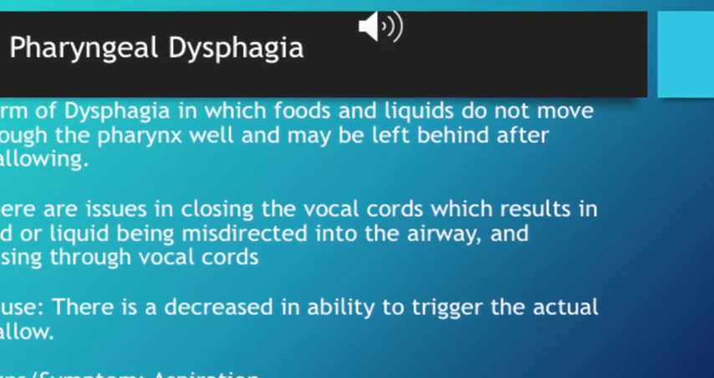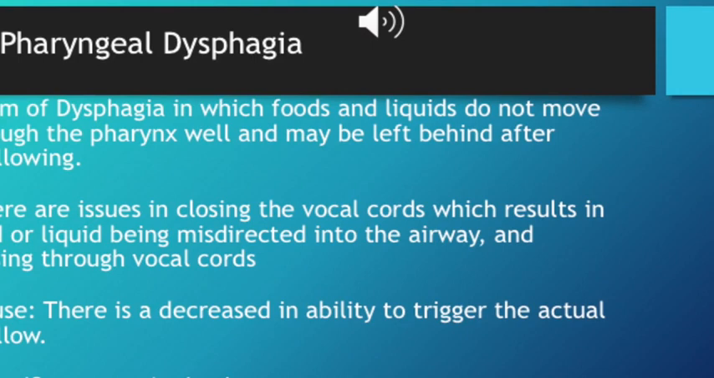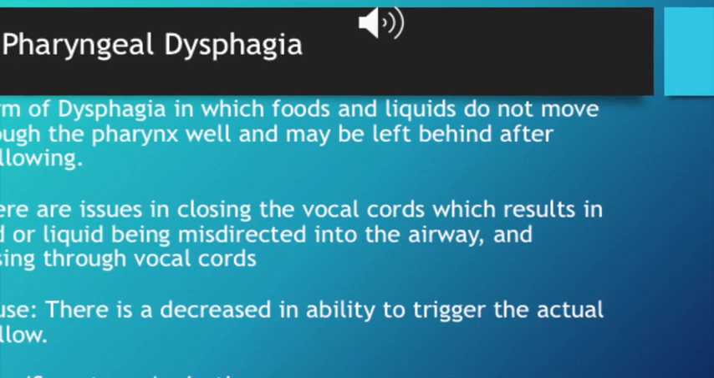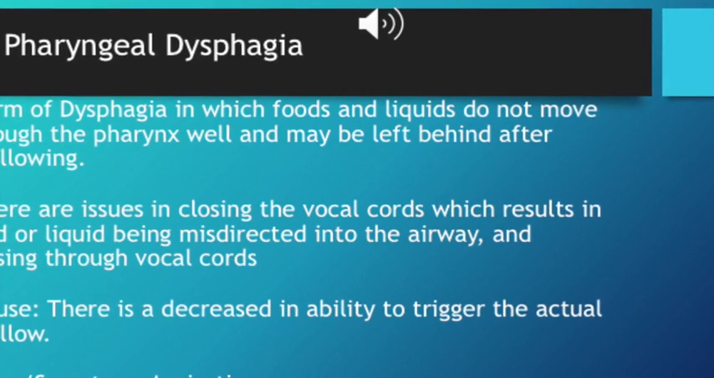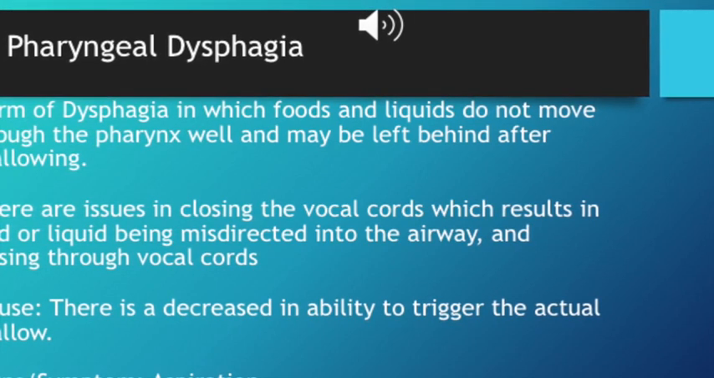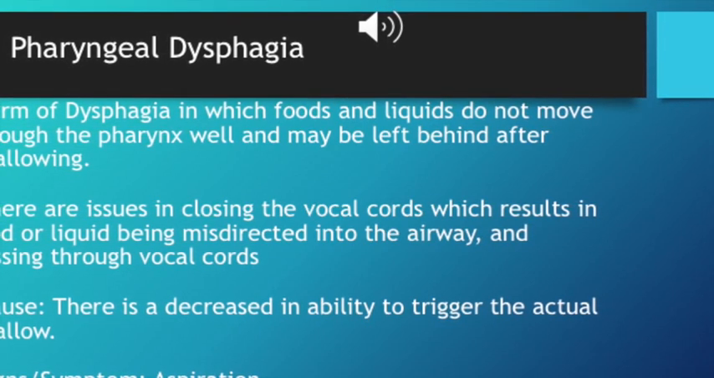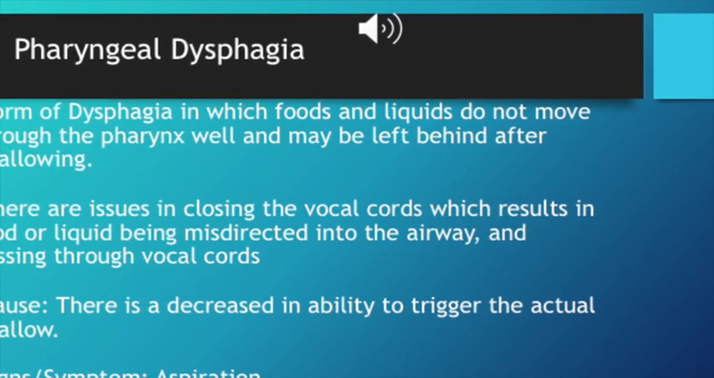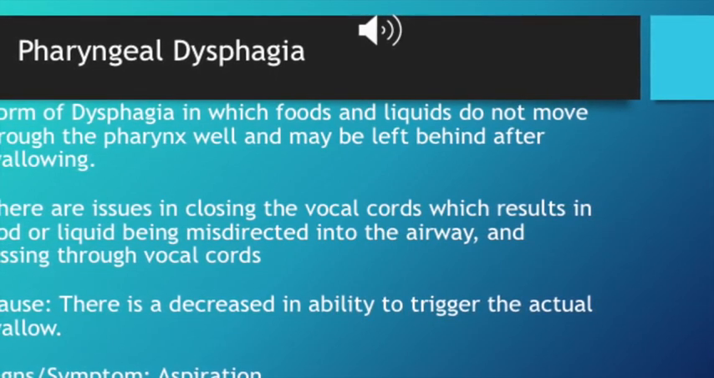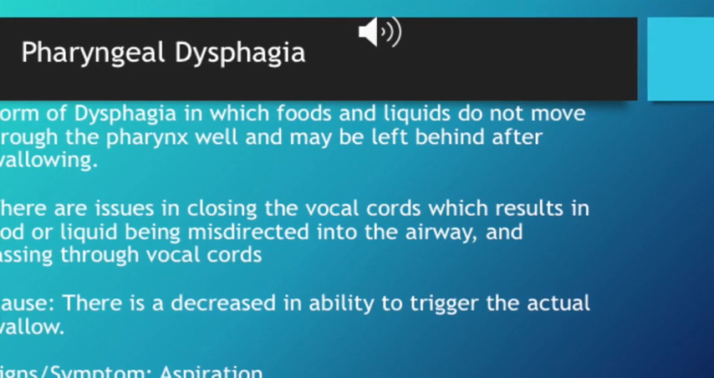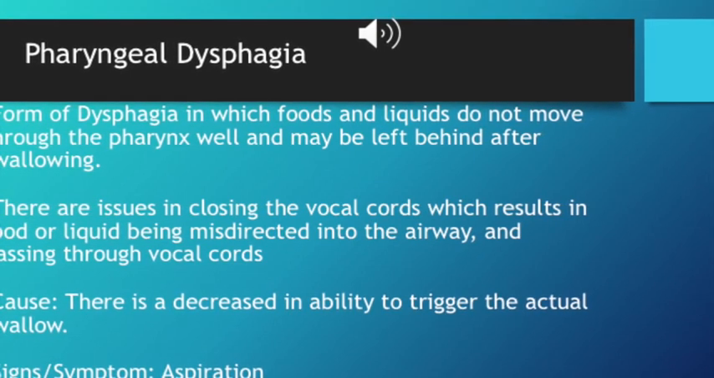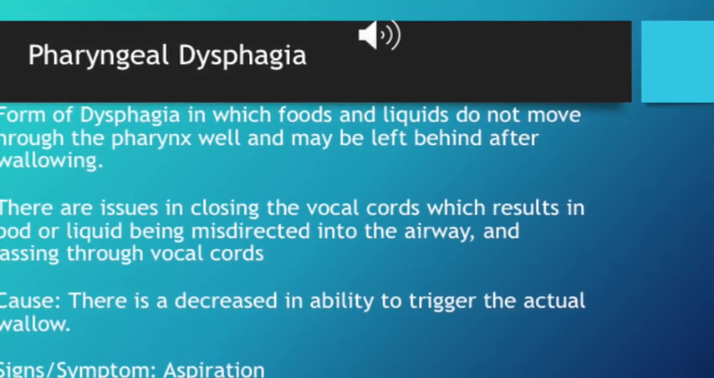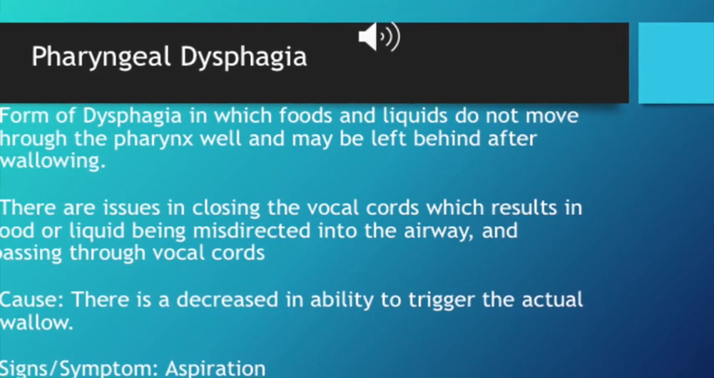Pharyngeal dysphagia is when foods and liquids do not move through the pharynx well and can be left behind after swallowing. This is because there is a decrease in the ability to trigger the actual swallow. Also, this type of dysphagia results in issues in closing the vocal cords, which results in food or liquids being misdirected into the airway during swallow and passing into the vocal cords, which is also known as aspiration.